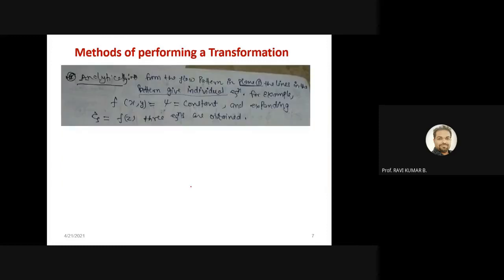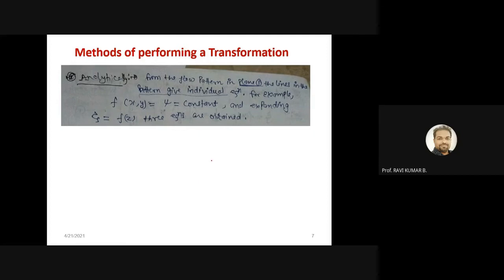The second one is the analytical method. The analytical method is slightly lengthy. How to do the analytical method? First, you look at the flow pattern in the z plane. The flow pattern in the z plane will give you the information about the streamlines, so you can write the streamline equation out of that flow pattern. One equation you will be getting from the streamlines, and the second comes from expanding your zeta, the transformation function, which is a function of z. From there, you'll get two equations, one for xi and one for eta. So you will have three equations. If you solve those three equations, you will come up with the solution.